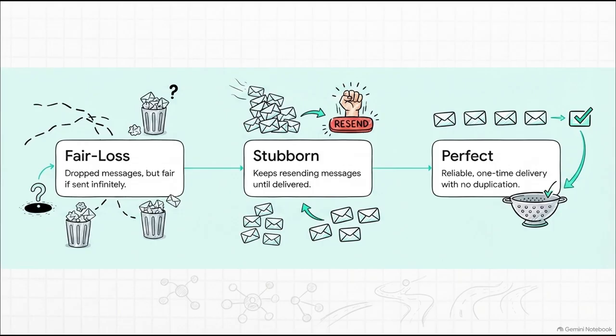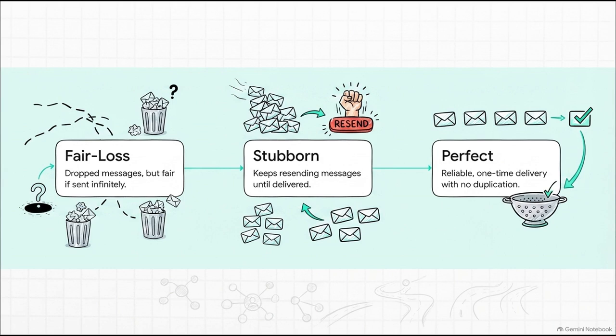We start at the very bottom with fair loss links. These are super unreliable, they drop messages left and right, but they are fair. The rule is, if you send a message an infinite number of times, it will be delivered an infinite number of times. It won't just black hole everything forever. So we take that baseline and use it to build stubborn links. A stubborn link just takes a message and relentlessly spams it, resending it continuously until it finally gets through.